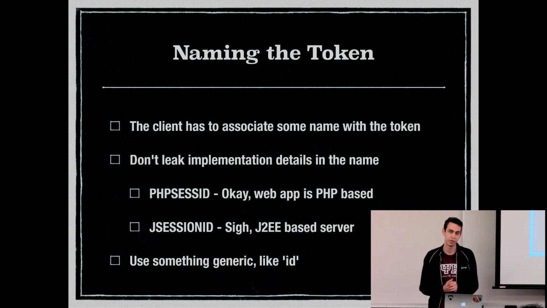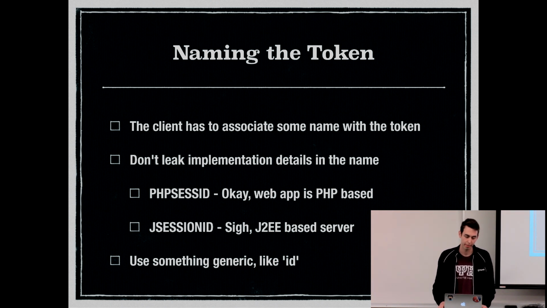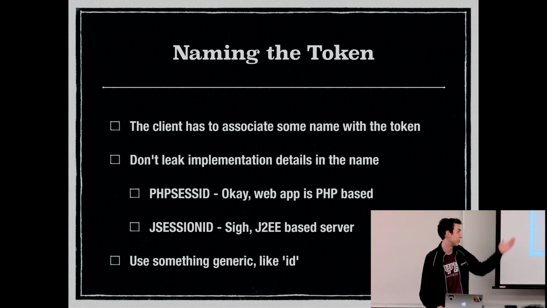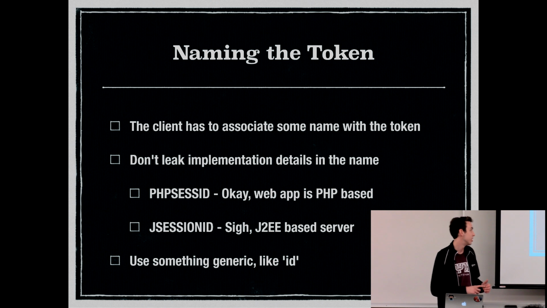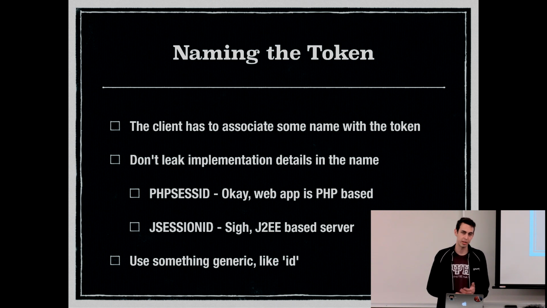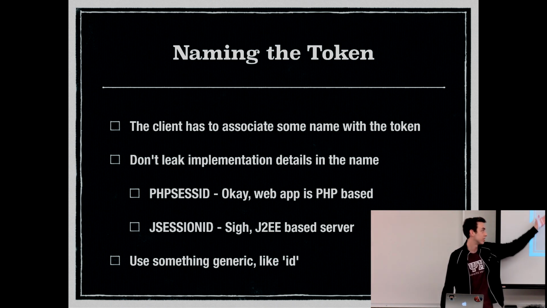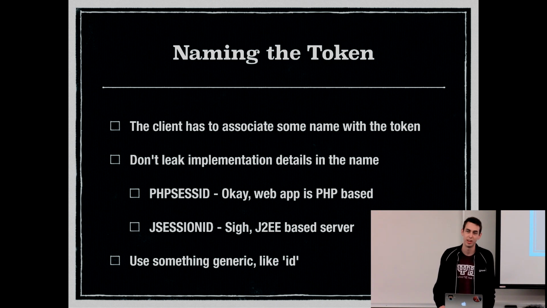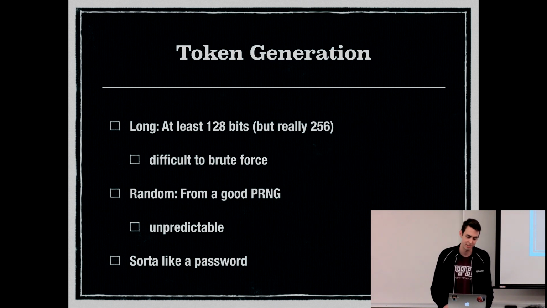So basics first. When you give the token to the user, you have to give them some name to associate with it. So they have a little key value pair. I recommend ID, and this is what the web standard security practices also recommend. There's a couple examples here of like PHP sesh ID or J sesh ID, which is associated with J2EE. You can link information through this name. So like if you see this, then you know you're dealing with a PHP web application, and then you can do all your standard PHP attacks on it. Minor point, but just use ID. Simple, it works. Everyone uses ID.